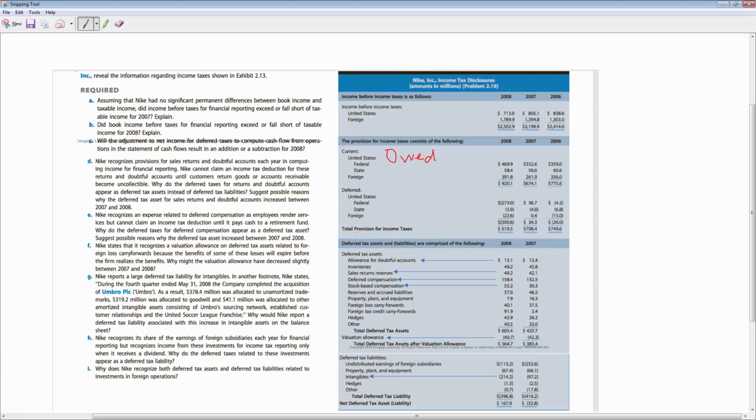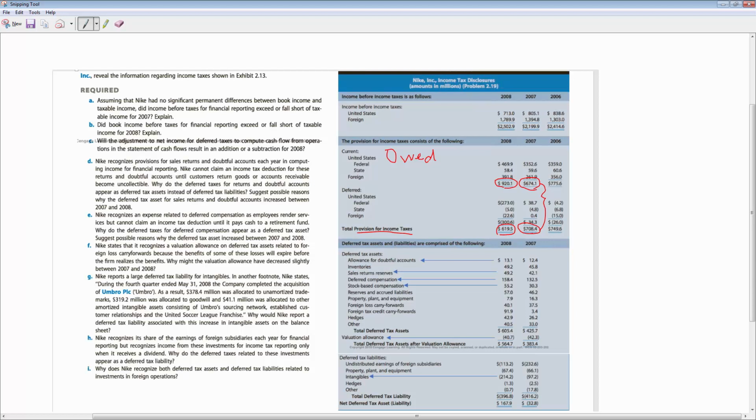Here is the provision for income tax. This represents tax expense, and this represents tax owed, right? So question 1 asks us, did income before tax exceed or fall short of taxable income for 2007? We just compare these two numbers, right?